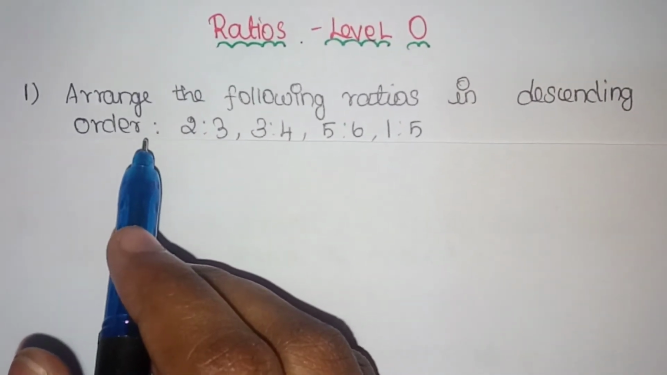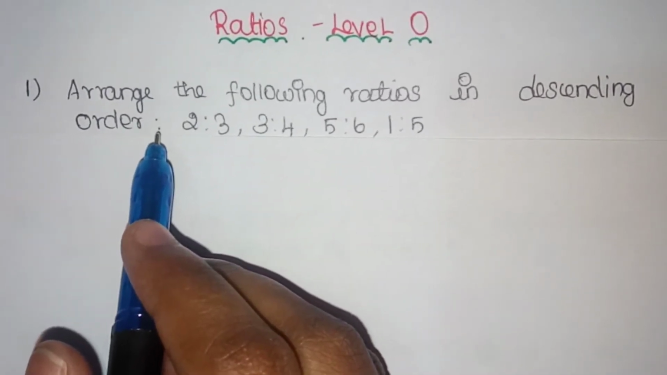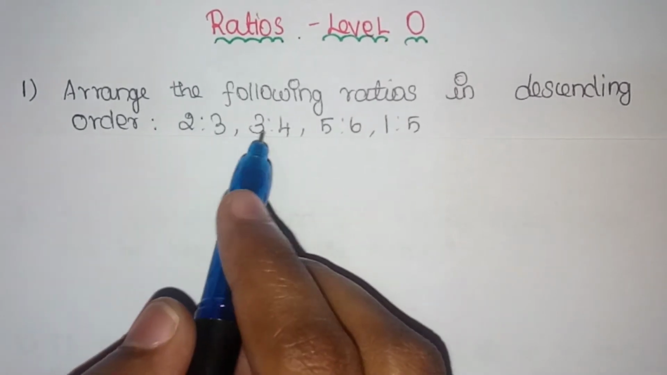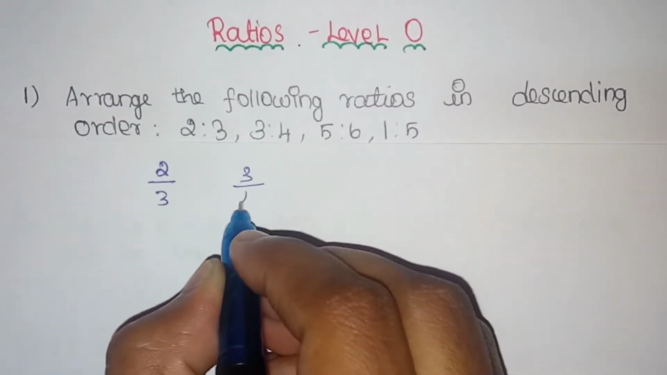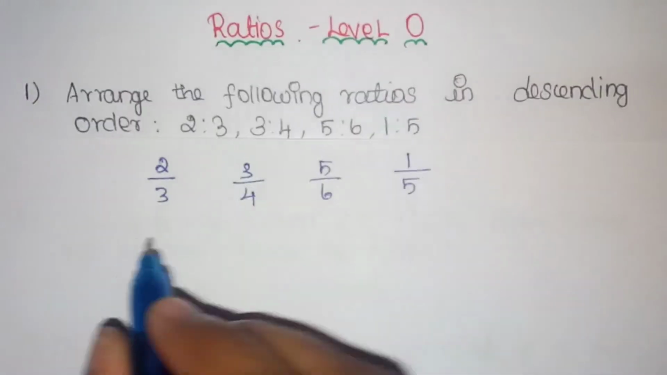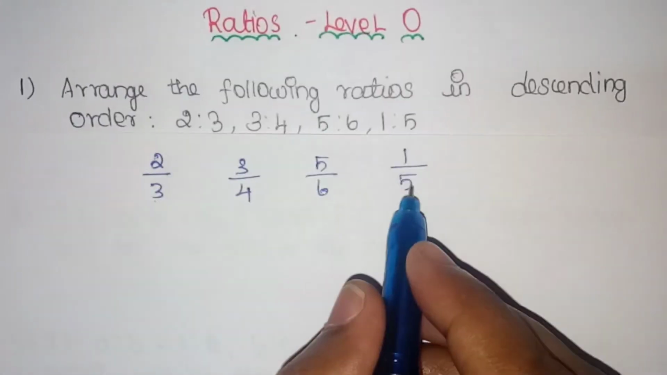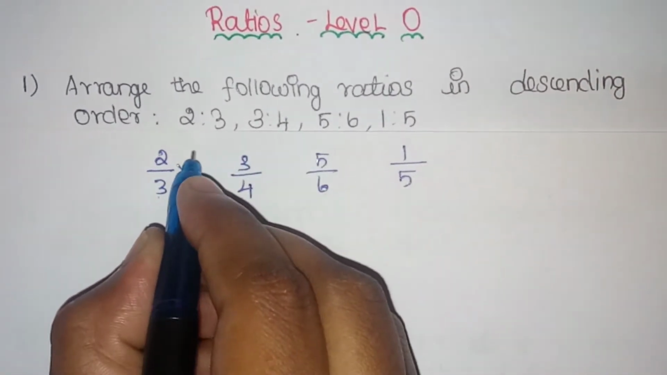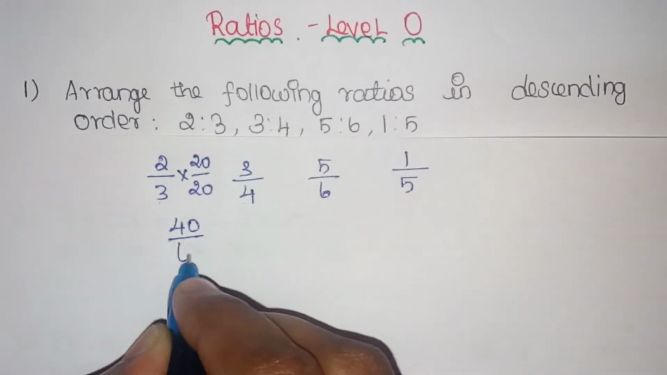For comparing ratio we have to write the ratio in fractional format and make the denominator same, and then we can compare the numerator directly. So the fractional format of the given ratios are 2 divided by 3, 3 divided by 4, 5 divided by 6, 1 divided by 5. The LCM of the denominators 3, 4, 6, 5 is 60. To make it 60, I have to multiply by 20 by 20. So the answer will be 40 by 60.